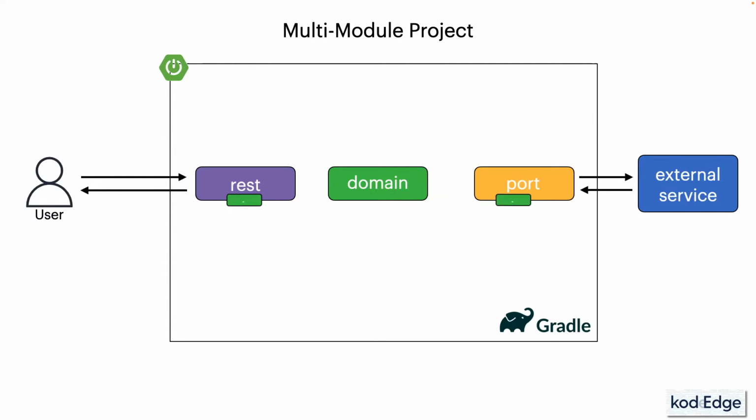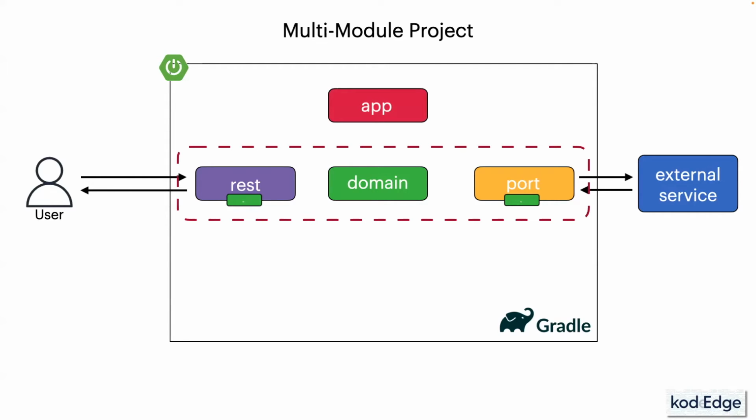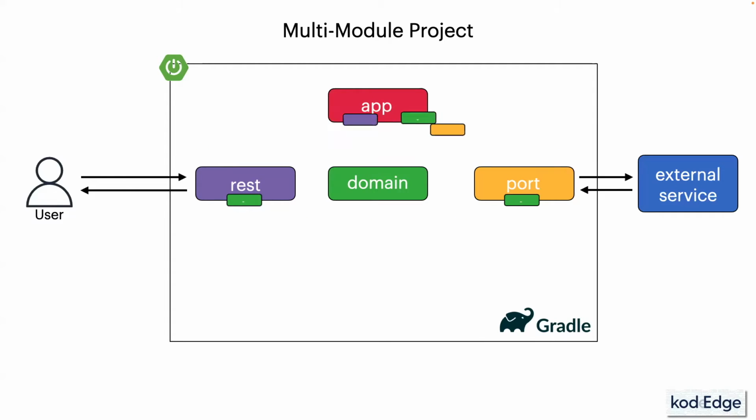Hence, the port module's build.gradle file will have a dependency on the domain module. Next module will be the app module. This module will initialize all the dependencies and bindings in our application, and this module is dependent on all the modules. So its build.gradle will include a dependency on all the other modules.